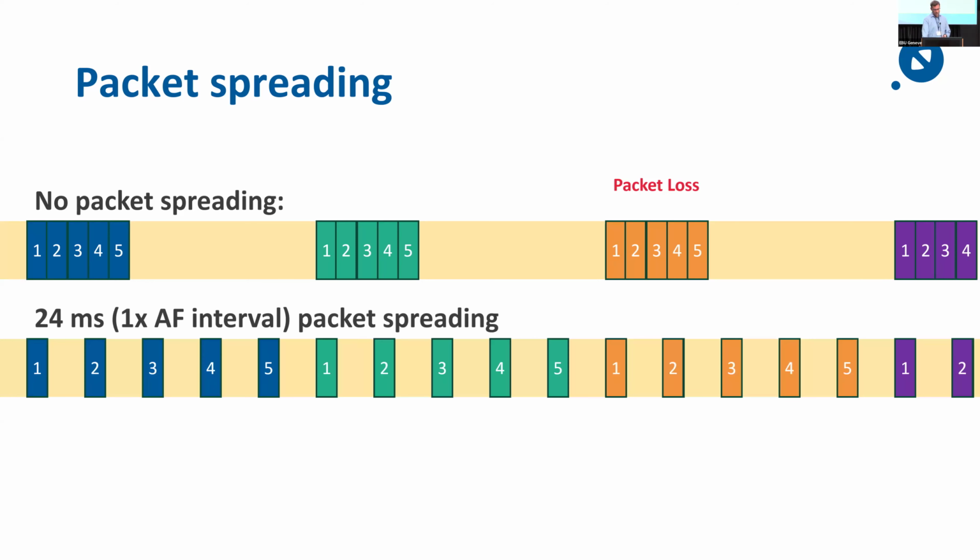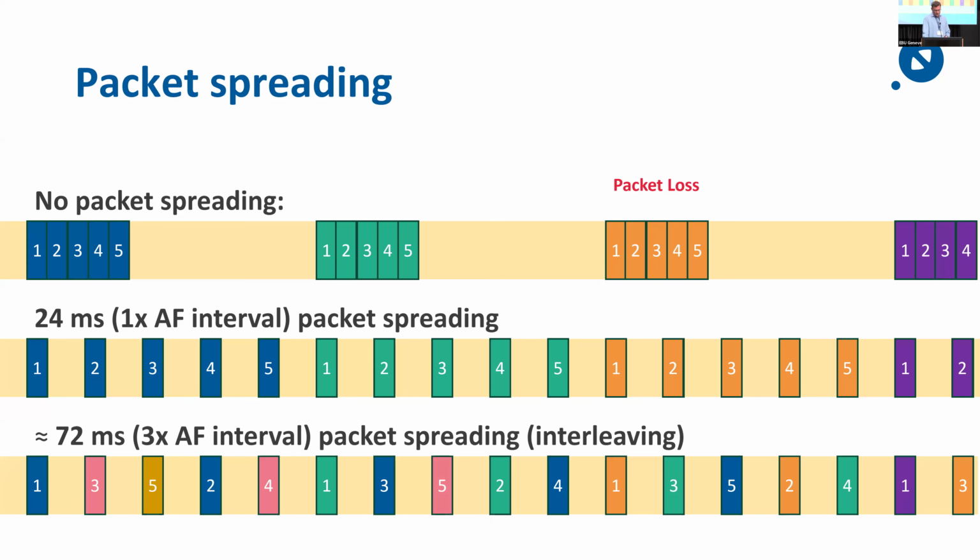So when you introduce packet spreading, you spread your packets over a certain time frame. If the time frame is 24 milliseconds, which is the AF interval or the ETI frame duration, then you will have a constant spread of packets. You can even increase the spreading further, which will lead to interleaving of the packets. So the packets of different blocks will interleave with each other.